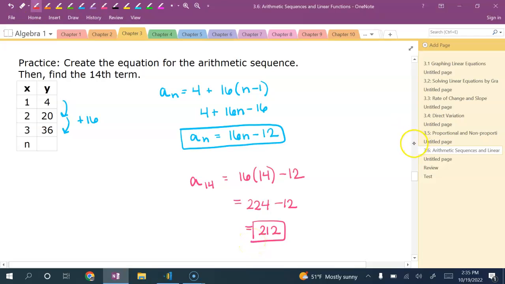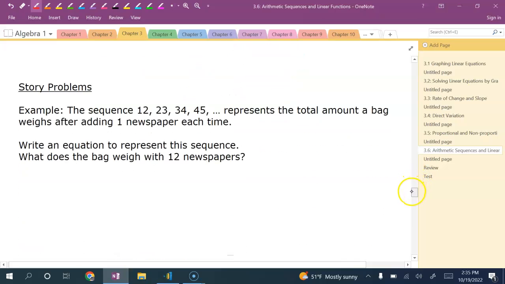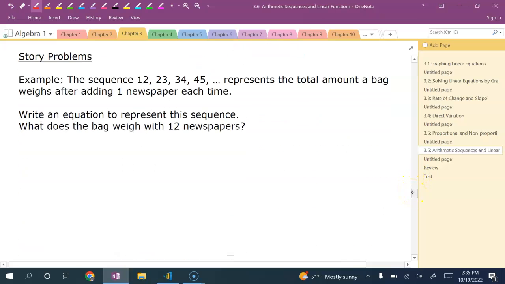The last couple examples I have here are going to take what I just did with you guys, but apply it to a story problem. So it's just going to give you some context of what these numbers are maybe representing. For example, the sequence 12, 23, 34, 45 represents the total amount a bag weighs after we're adding one newspaper each time. They want us to write an equation, and then figure out what the bag is going to weigh if there are 12 newspapers put into the bag. So the first thing I would do is figure out what the difference is. What's the pattern? It appears that they're adding 11 each time.